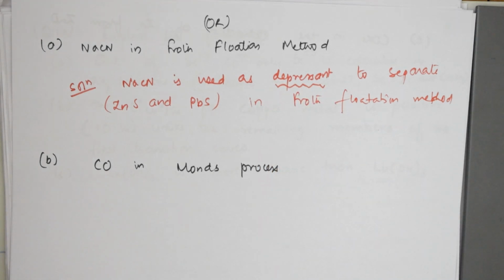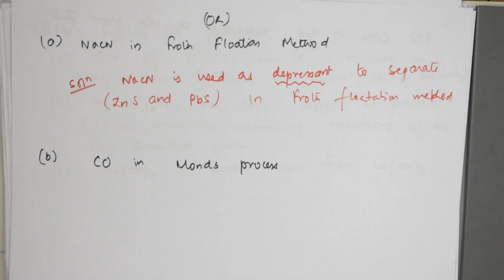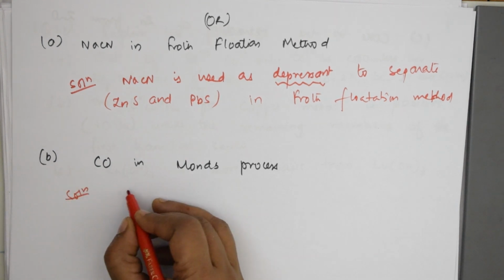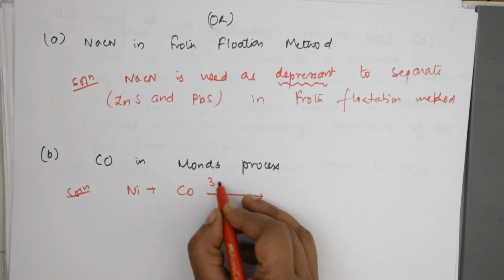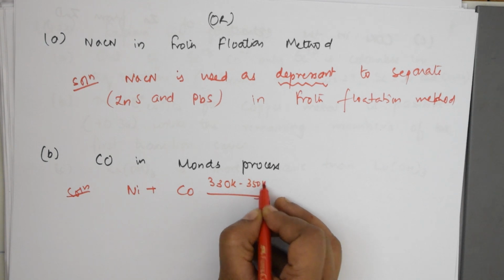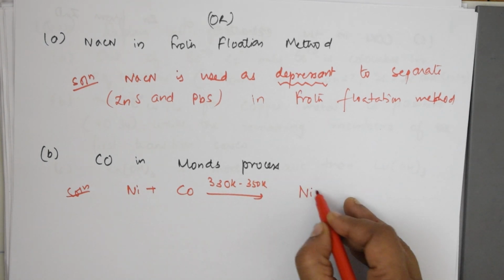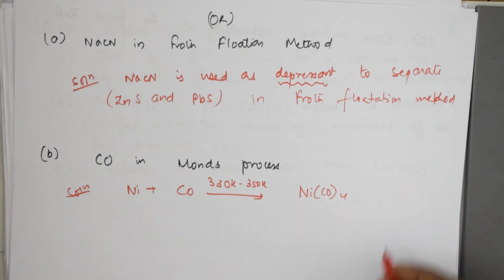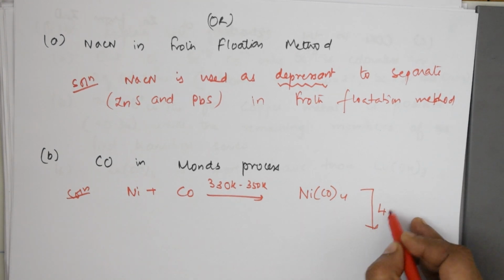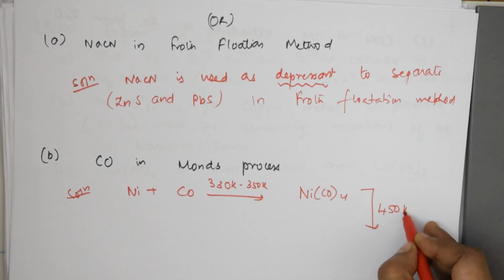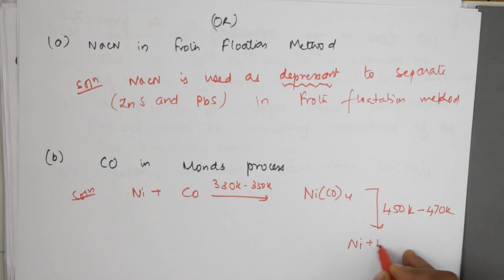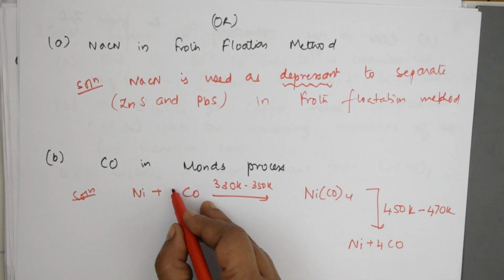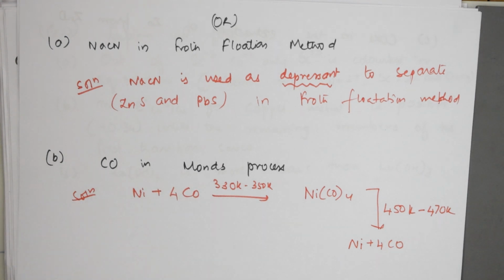Done. Next one, carbon monoxide in Mond process. They've asked me about carbon monoxide in the Mond process. Basically, what is the Mond process? Just write: nickel combines with carbon monoxide at 330 Kelvin to 350 Kelvin and forms a complex, nickel tetracarbonyl. When you further heat it to 450 Kelvin to 470 Kelvin, this breaks up and forms nickel plus 4 CO. Balanced. This is the Mond process.